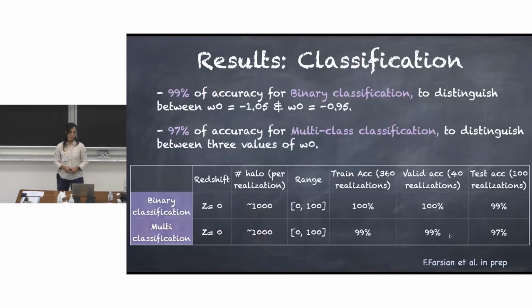So we can go to the results. As a proof of concept, we first tried the classification case, where I gave the two farthest values of the dark energy for the binary classification. Here in the table you can see that I'm using redshift 0. With the mask, I have around 1000 halos for each realization, and the range is the R distance that I told you I use for assigning the edges. You see that the accuracy for the train, validation and test sets is very good. So far so good. I then moved to multi-class classification, and still I get a high accuracy.